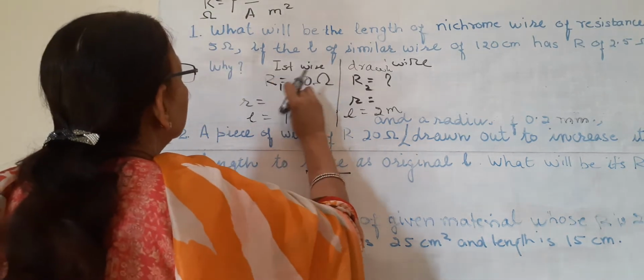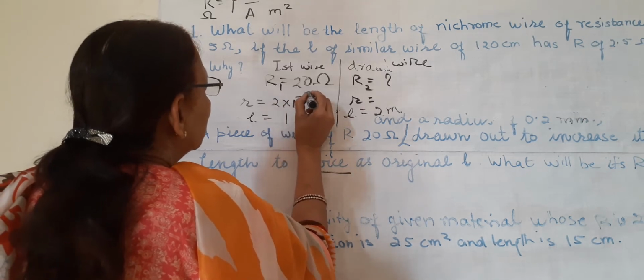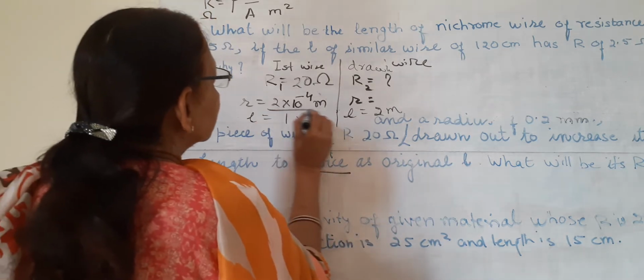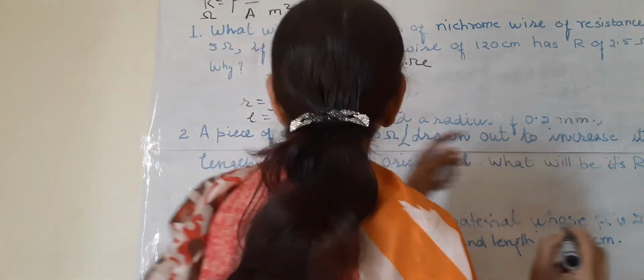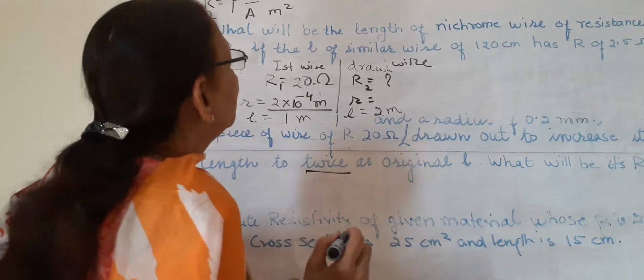Radius will be here, 2 into 10 to the power minus 4 m. This will be the radius. If it is 2 mm, then it will be 2 into 10 to the power minus 4 meter.